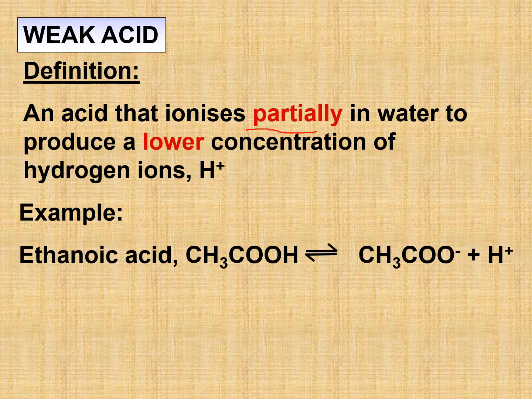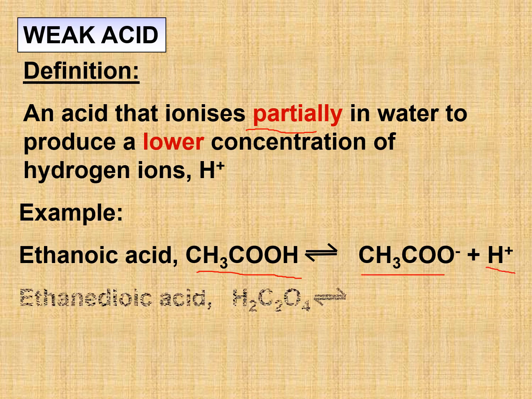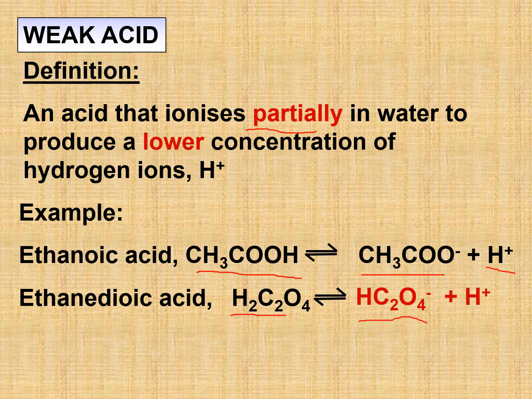Okay, example, we have ethanoic acid. It will produce ethanoate ion and H+ ion. Next one, ethanedioic acid, H2C2O4. It will produce HC2O4-, which is hydrogen oxalate ion, and H+ ion.